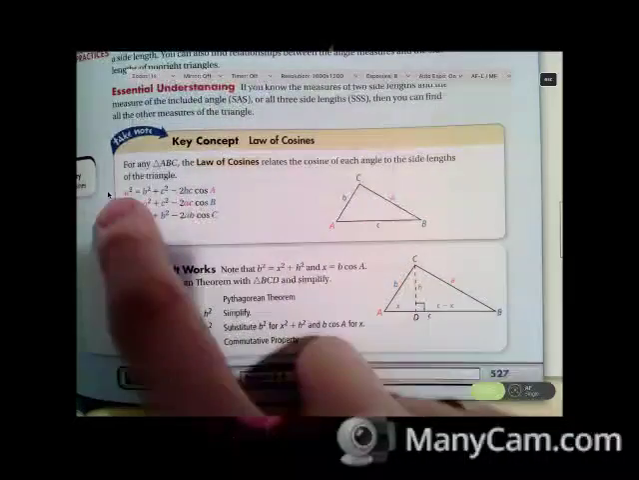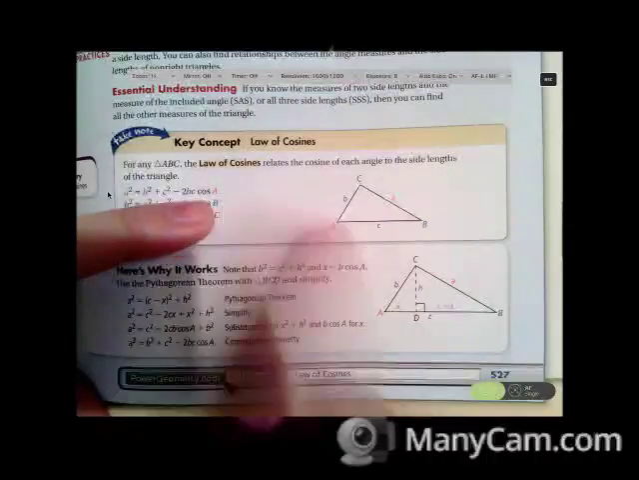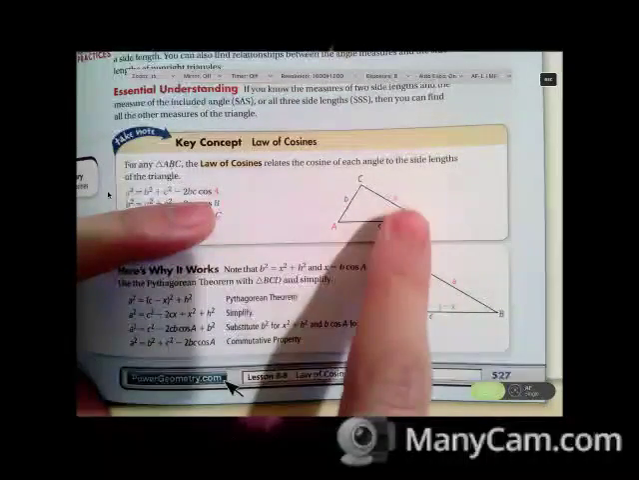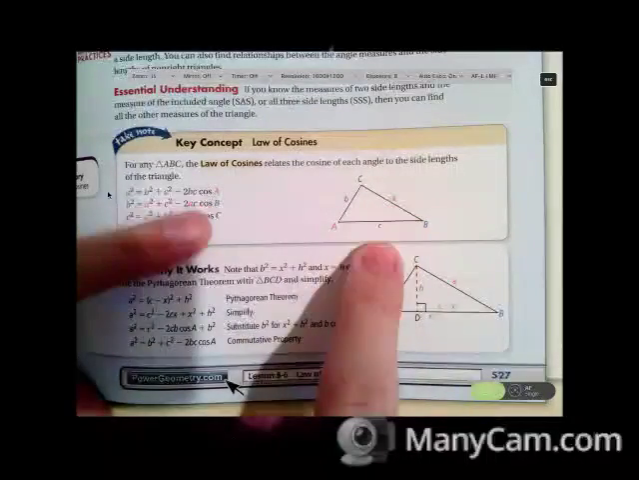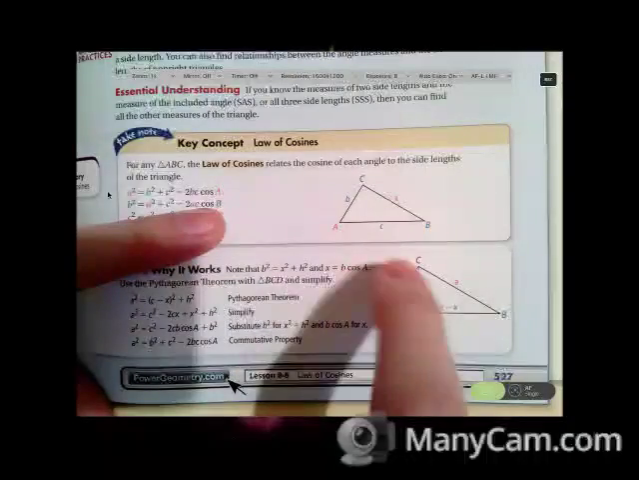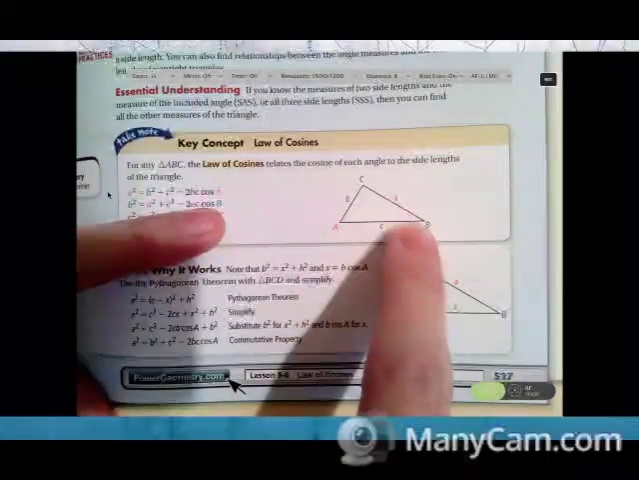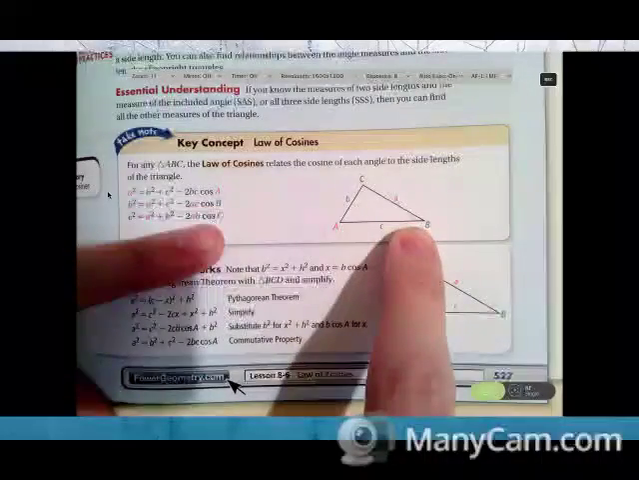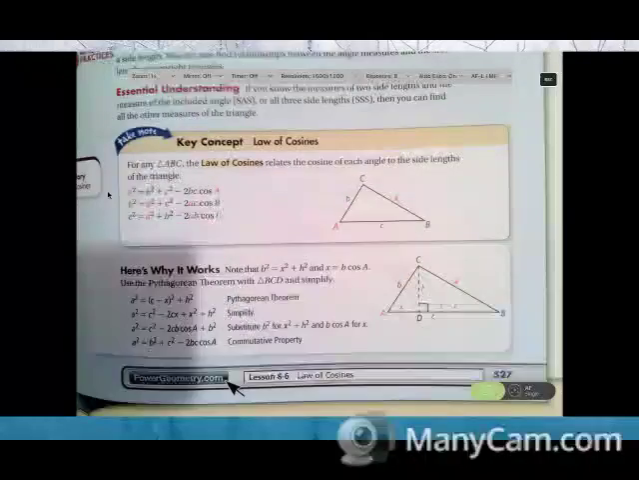So if you're solving for side a, you use the other two sides and the angle opposite of that side. Like b squared equals a squared plus c squared minus 2ac times the cosine of B. So solving for that side, you're taking the cosine of that angle. Like for side c, you're going to take the cosine of the angle it relates to.